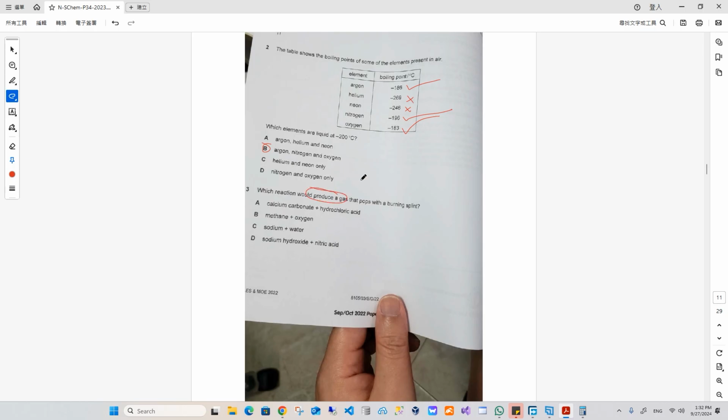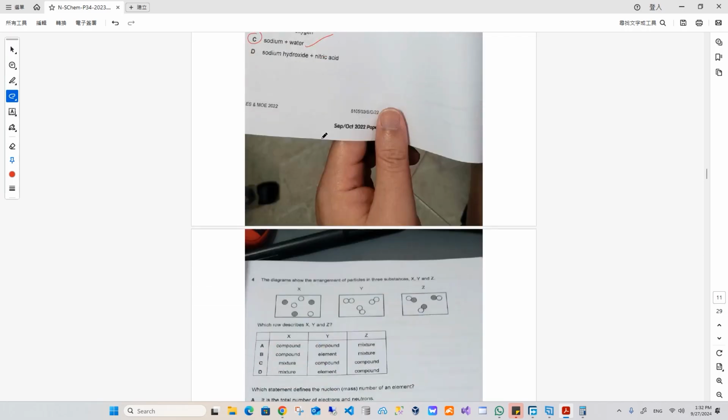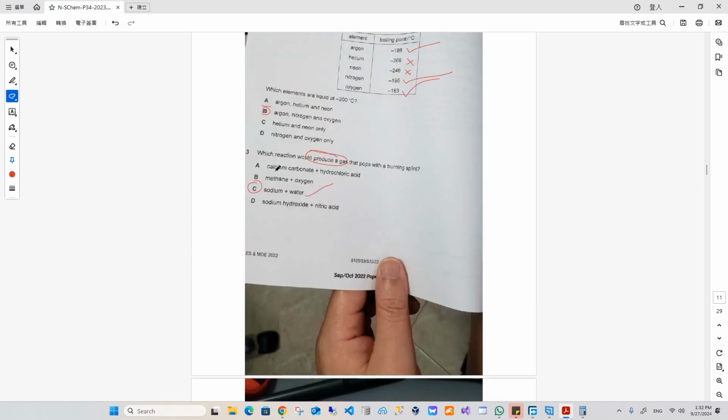So, acid with metal, and metal with water also. Metal with water, see. Neutralization, no gas. Carbonate and acid will produce gas.